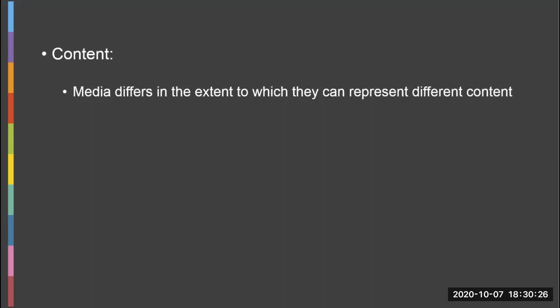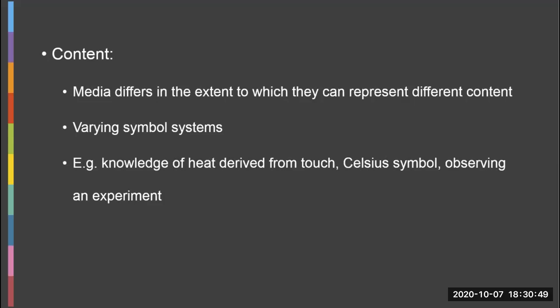So one of the reasons that media can also differ is the varying symbol systems. So this may be, for instance, we learn or we pick up different aspects from different types of media. So for instance, I will give you an example. An example that is given also in your textbook as well is what do you know or what is your knowledge on the concept of heat and how did you learn it? So you would have probably learnt heat.